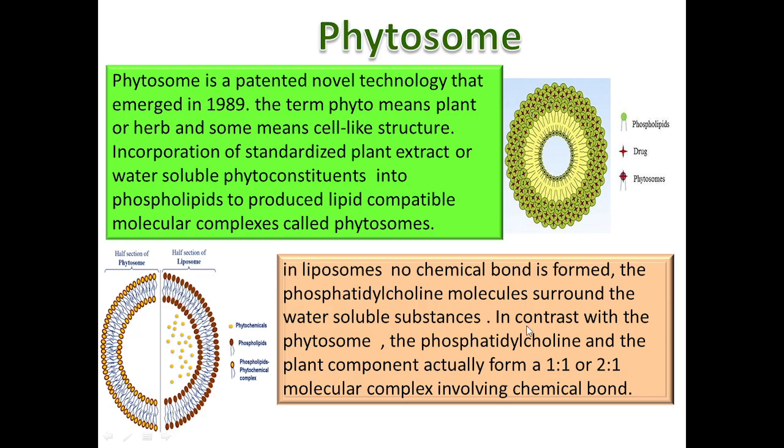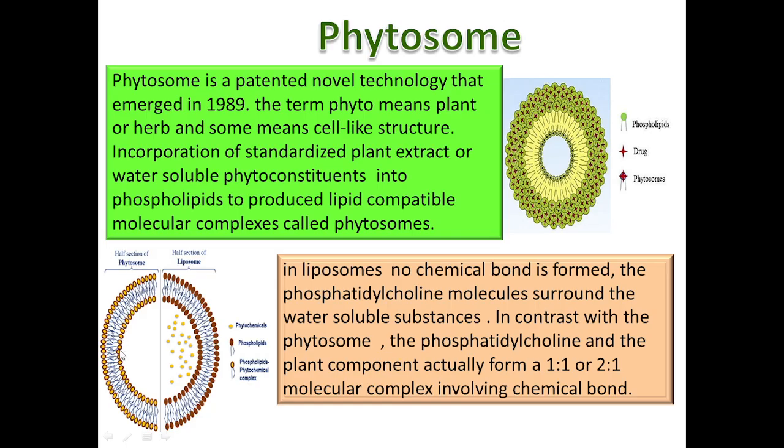In liposome, no chemical bond is formed. The phosphatidylcholine molecules surround the water-soluble substance. In contrast, with the phytosome, the phosphatidylcholine and the plant component actually form a 1:1 or 2:1 molecular complex involving chemical bond. So in phytosome there is formation of chemical bond.